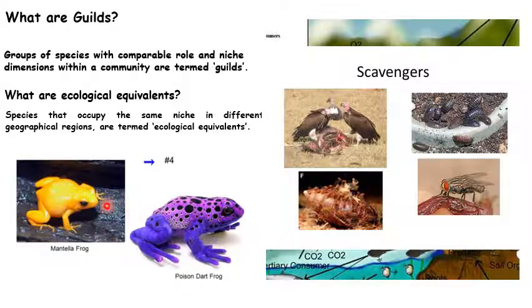These two species have the same niche, which means the way it feeds, the way it reproduces, the way it builds its nest, the place where it lives, all of them are the same, but they are far apart and living in two different geographical locations. So these are called ecological equivalents. I hope you understood what is niche, what are guilds, and what are ecological equivalents.